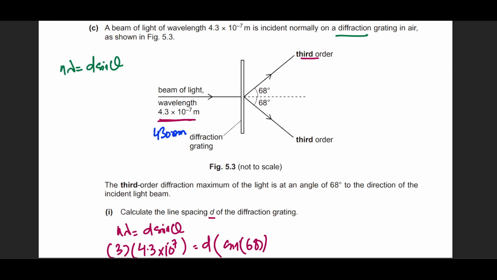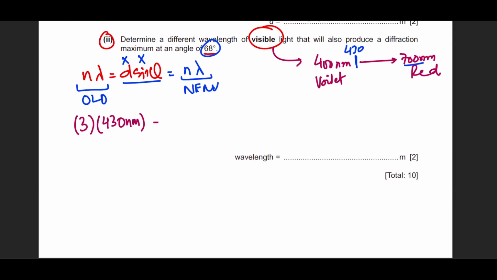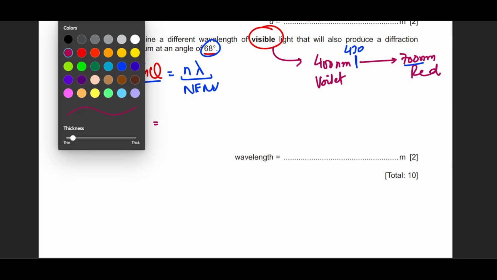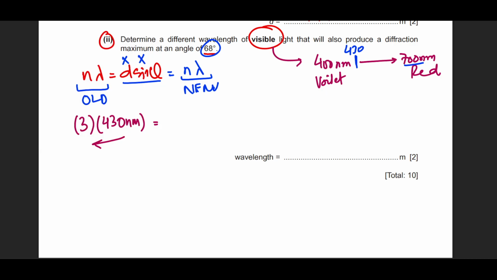This was 430, right? Yeah, so that's 430. Okay, what can I do? I can't go back. I can't reduce more than 400, because if I do so, I will exit the spectrum of visible light and I will enter into ultraviolet, right?